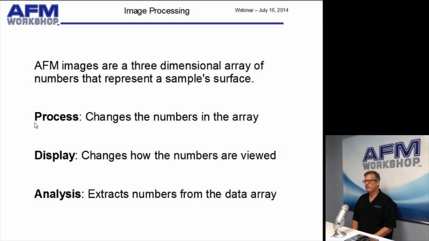So an AFM image, when it comes into the computer, is a three-dimensional array of numbers that represent a sample surface. So it's got X, Y, and Z. When you process the image, you change the numbers in the array. That is, you take the numbers and you modify them. When you display the image, you simply change how the numbers are viewed. That is, the numbers don't change, it's just the representation of the numbers. It could be a color or a type of plot. When you analyze the data, you extract numbers from the data array, and so that's what's used for doing analytical analysis.